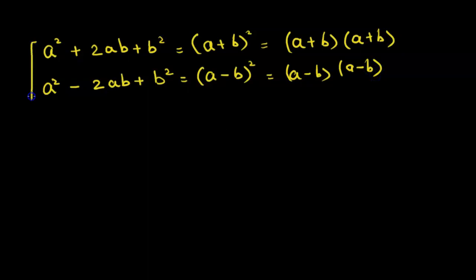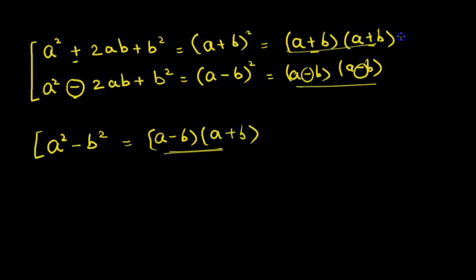These two are examples of perfect squares. The only difference is these middle term signs. If the middle term sign is positive, the result will be positive. If the middle term sign is negative, the result will be negative. If a question is given in two terms, that can be written as a square minus b square, then the result is a minus b, a plus b. So these are called the factors of the perfect squares. This is called a factor of difference of squares.